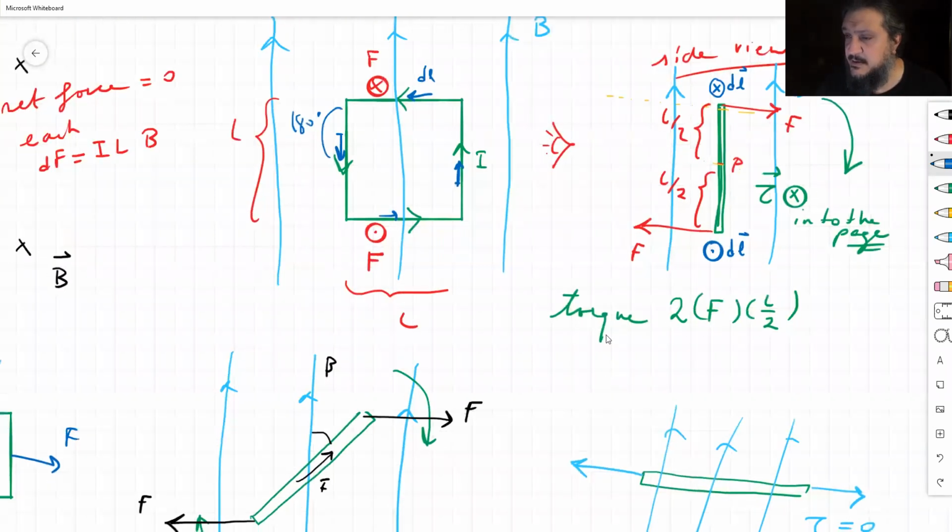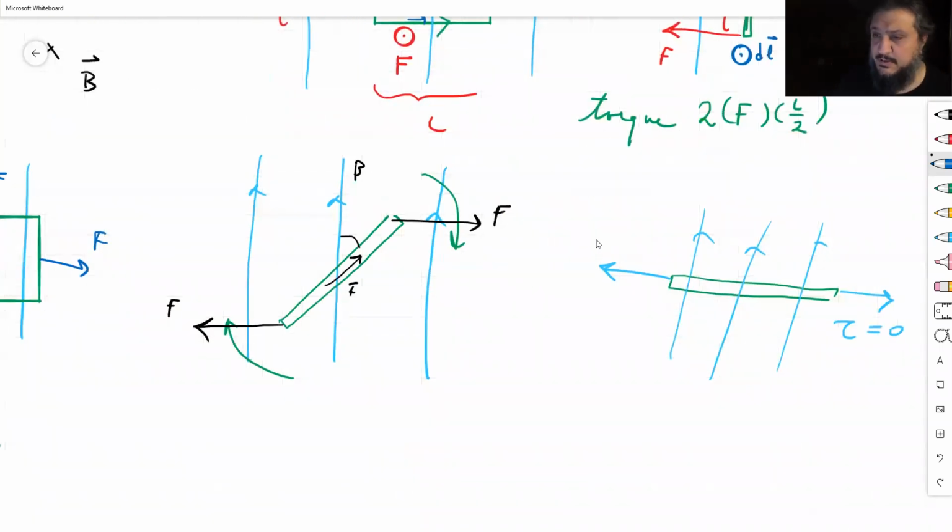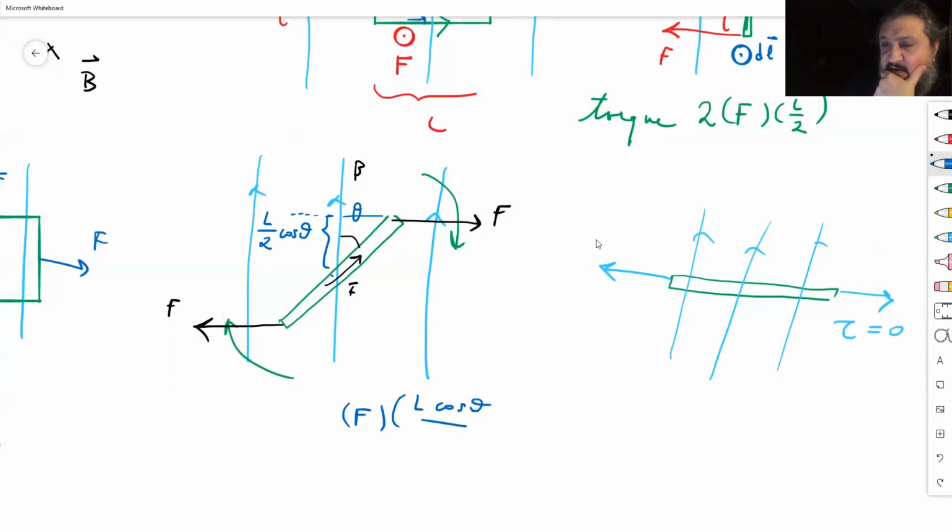But now we've got to find the new lever arm. From here to there, that's the new lever arm. Let's call this angle here theta. The new lever arm will be L over 2 cosine theta. So F times L cosine theta over 2 is the torque from one. There's also another one here, so multiply by 2. That will give you the torque for an arbitrary angle theta.